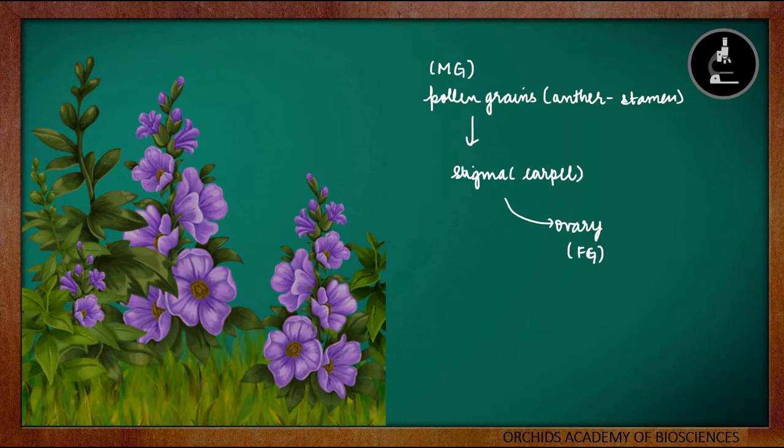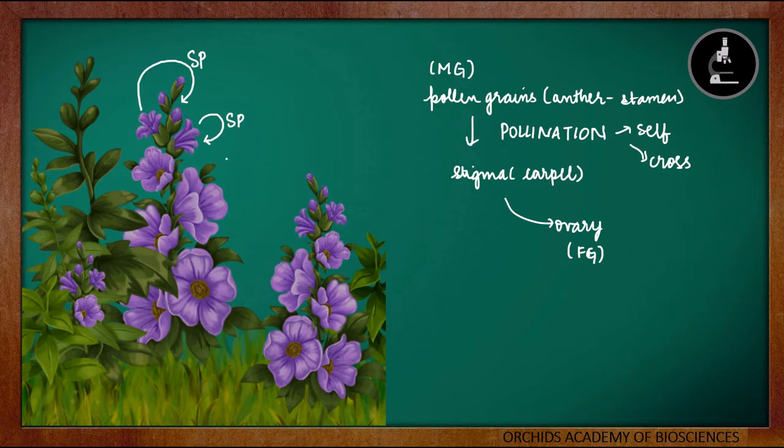So the transfer of pollen grain from the anther to the stigma is termed pollination. And based on whether the pollination occurs in the same plant or a different plant, it can be divided into self or cross pollination. If there is pollination within the same flower, which is from the anther to the stigma of the same flower, this is called self pollination. And if there is a transfer of pollen grain from the anther of one flower to the stigma of another flower in the same plant, then also it is self pollination because it occurs in the same plant.